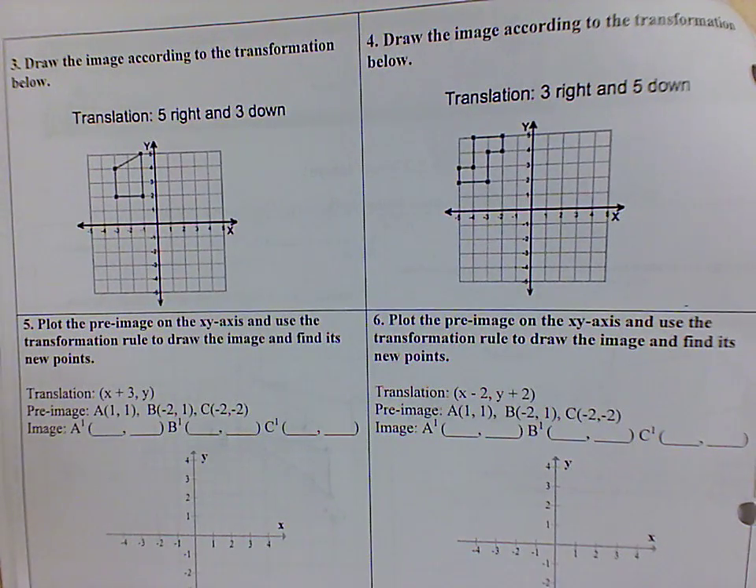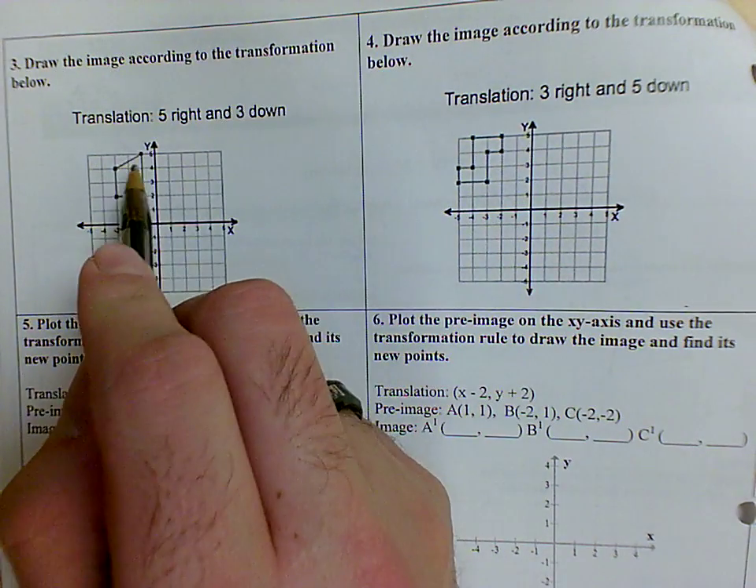Question 3. You're going to draw this image according to the transformation below. Translate 5 right and 3 down. Once again, each point is going to move 5 to the right and 3 down. Even though this isn't a triangle, we're still going to do it, only now we have 4 points instead of 3 points. So pick one to start.